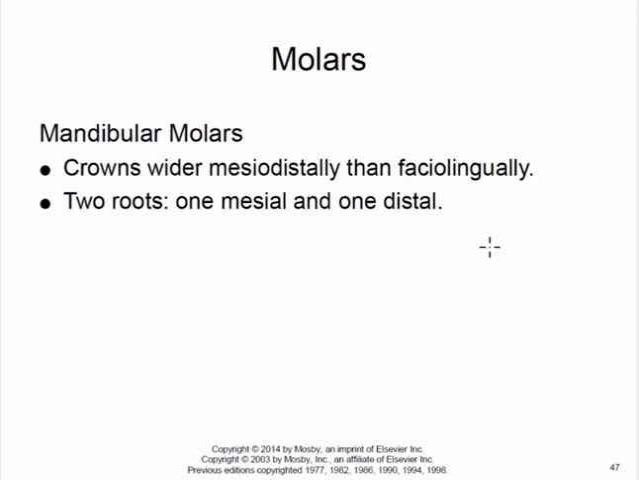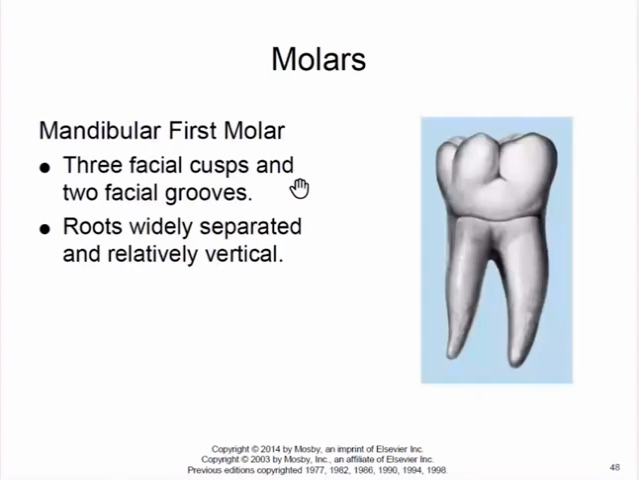Going finally and lastly to the mandibular molars. Compared to maxillary molars, we have more mesiodistal dimension than faciolingual dimension. We also have 2 roots. We will have the same 5 cusps to 3 cusps, but it's different because it is more distributed mesiodistally. Now the first molar, 3 cusps on the lingual side. We have 2 facial grooves. Roots are widely separated.